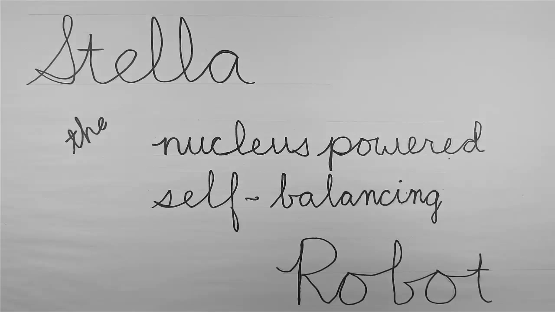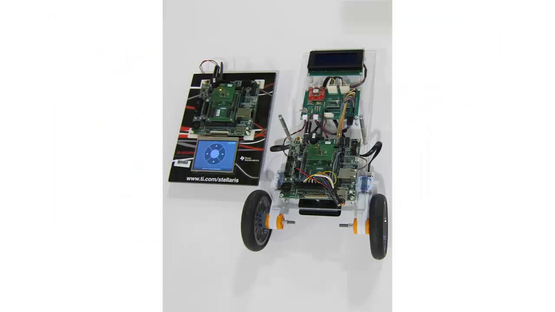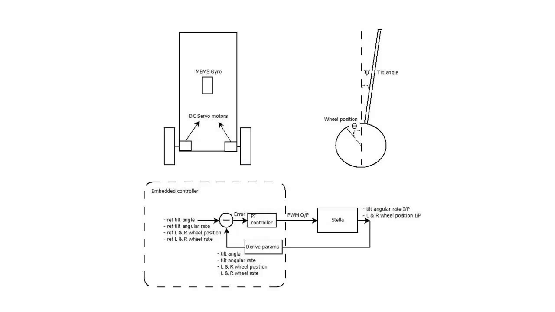The Stella robot application was written using the Nucleus ReadyStart software development tools, which include the Sourcery CodeBench IDE and toolchain, Nucleus RTOS, hardware support in the form of a BSP, and other tools used by embedded software developers to easily create Nucleus RTOS applications.